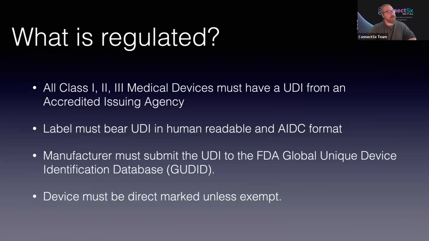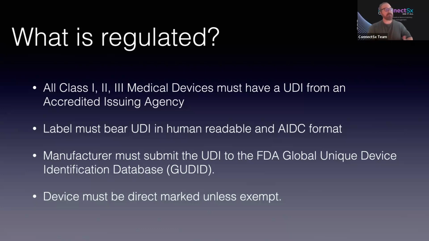The label must bear the UDI in a human readable, so text format, and then an AIDC format, which I believe means automatic identification and data capture. So when we're talking about AIDC, we mean barcodes, data matrix codes, QR codes. So every label must have the human readable format and then also the digital format.